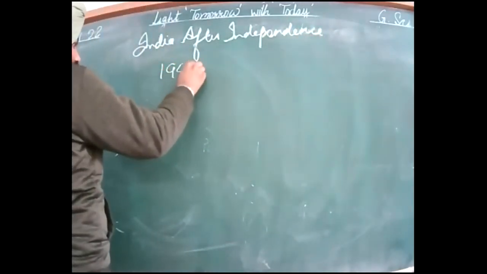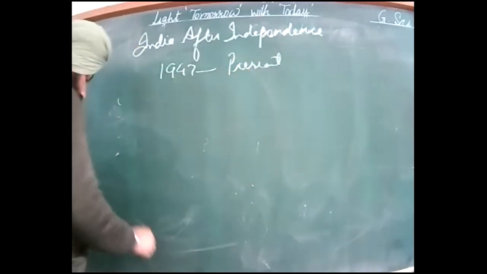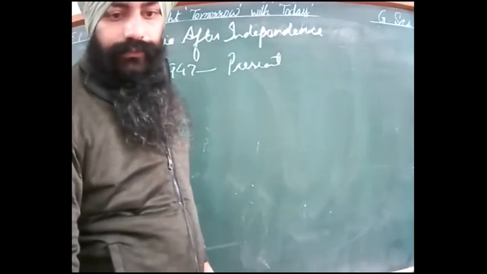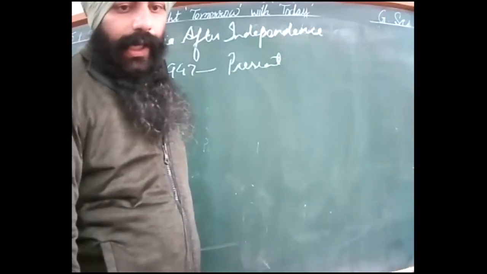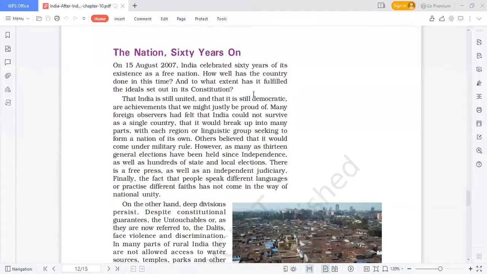After 1947 to the present, the 75th year of Indian independence is going on.